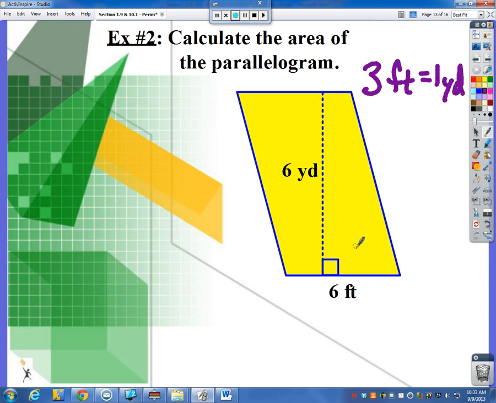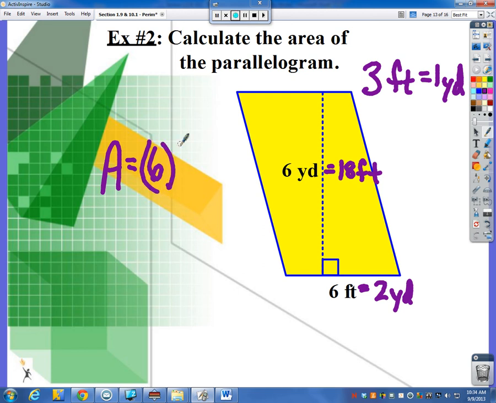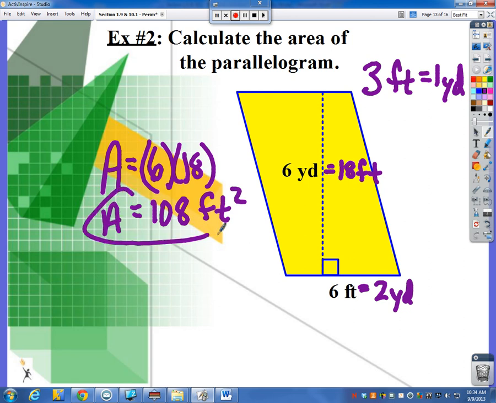So which way could we do some converting here? Well, actually, in this case, you can go either way. So you can call 6 yards, really that's 18 feet, and 6 feet would be 2 yards. So you could write your answer one of two ways, in feet squared or yards squared. It really doesn't matter. So if we did feet squared, well, we had 6 feet for a base, 18 feet for a height. That's going to give me, what, 18 times 6, 108 feet squared would be one answer.